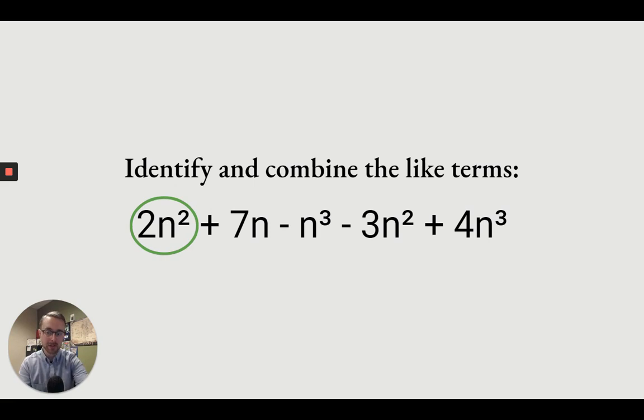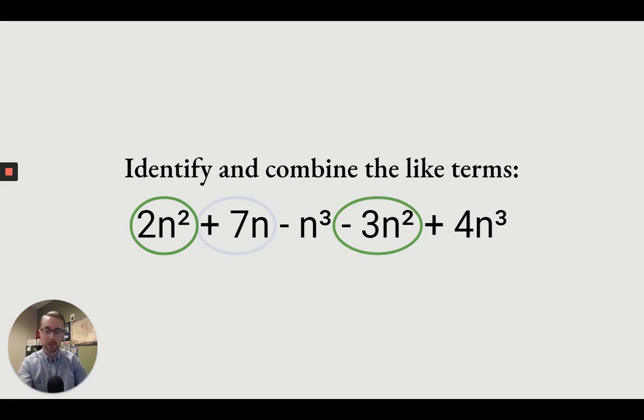7n, same variable but different exponent. Negative n to the third, same variable, different exponent. Negative 3n squared. So there I have n squared again. Those are like terms. I can combine those like terms.